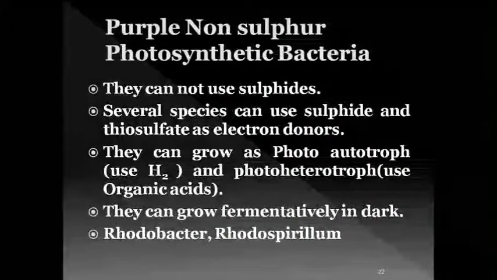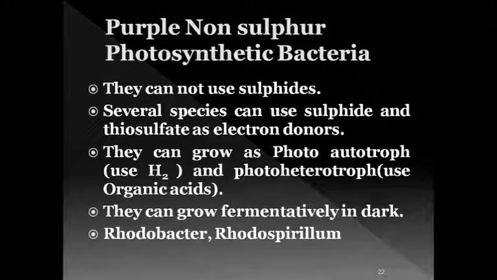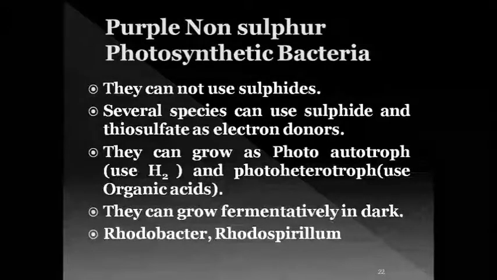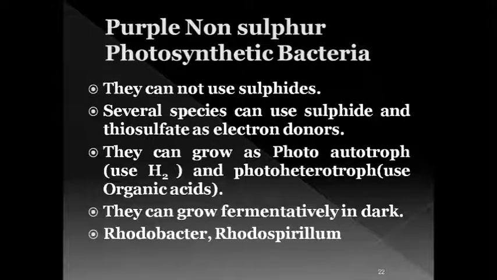Purple non-sulfur bacteria. They are also photoautotrophic and photoheterotrophic. They are autotrophs which use hydrogen as their electron donor. Heterotrophic types use organic acids like malate and succinate. They have slow growth in fermentative condition. They are found in ponds and lakes where sulfide content is less. Very good examples of these bacteria are Rhodobacter and Rhodospirillum rubrum.